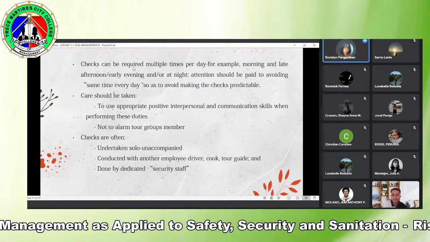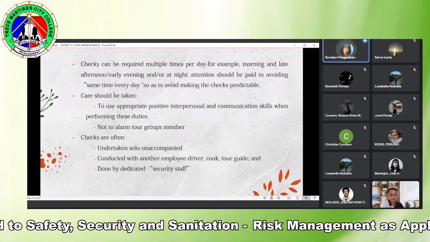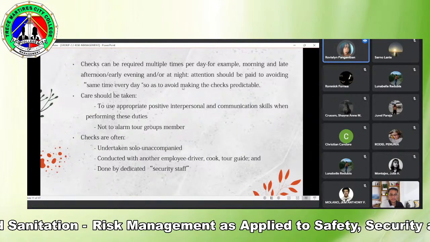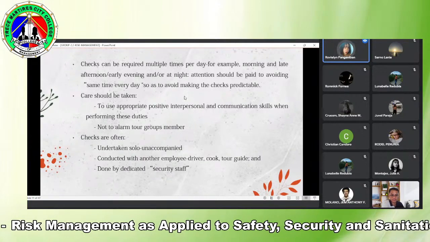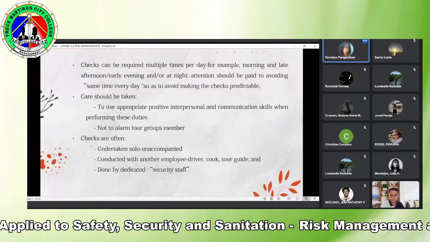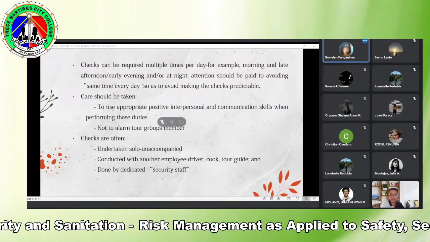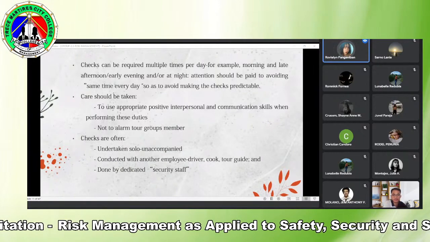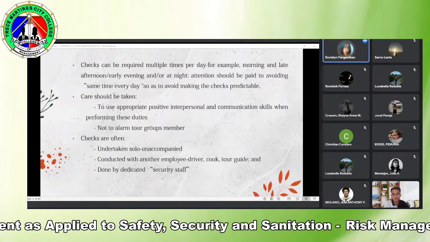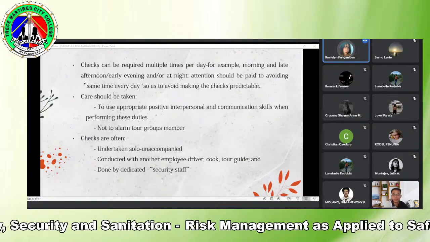Next is checks can be required multiple times per day. For example, morning and late afternoon, early evening, and or at night. Attention should be paid to avoiding the same time every day, so as to avoid making the checks predictable. Any idea regarding this from the guest? Anyone? Wala, ako na lang. So, kagaya ng sinabi ni Sir kanina, it is important kung madodouble natin yung checks natin for the better security para maging safe din.